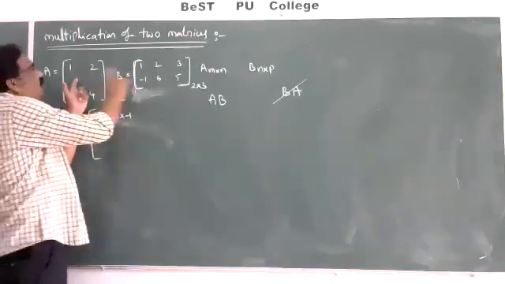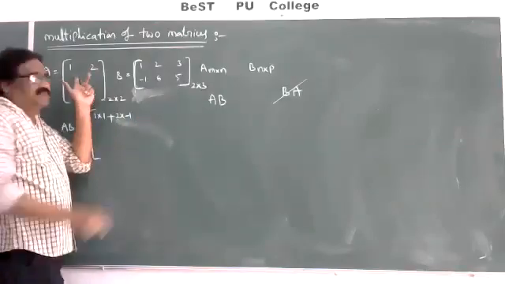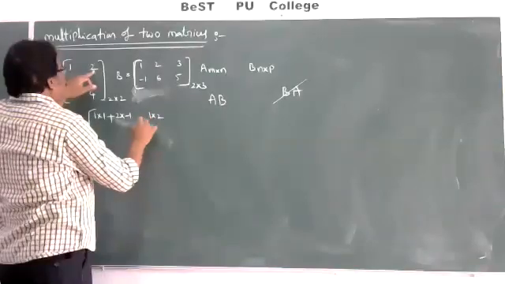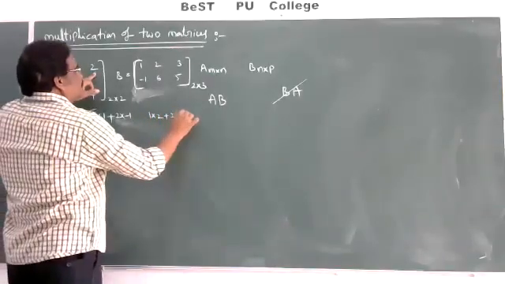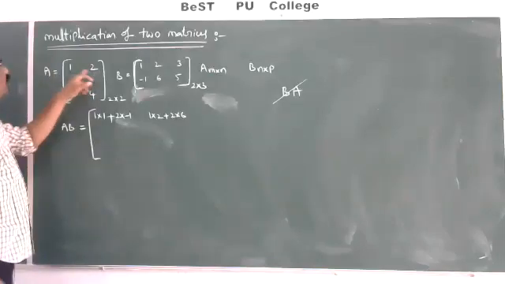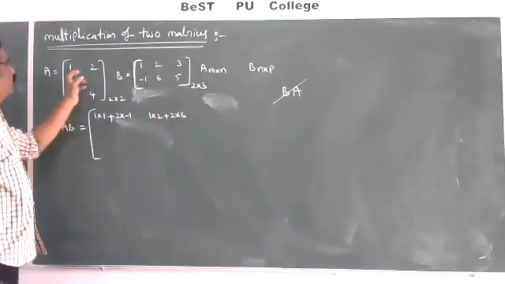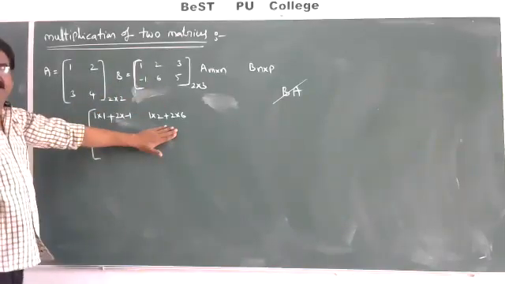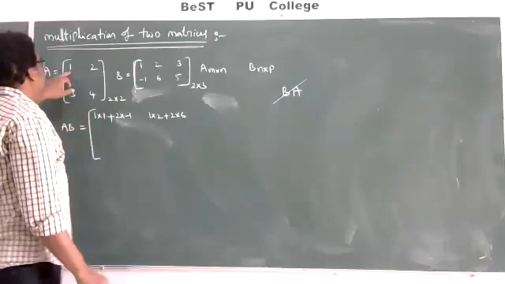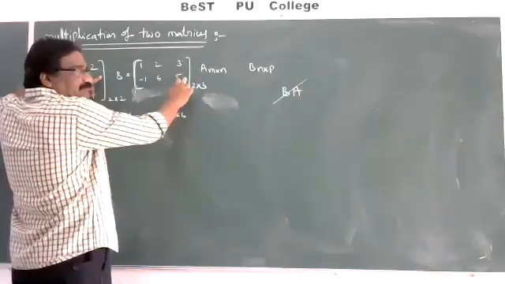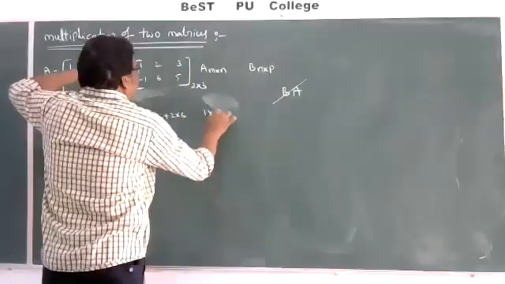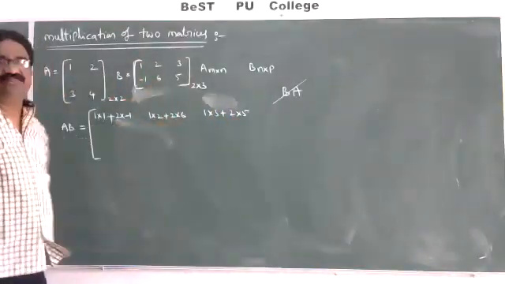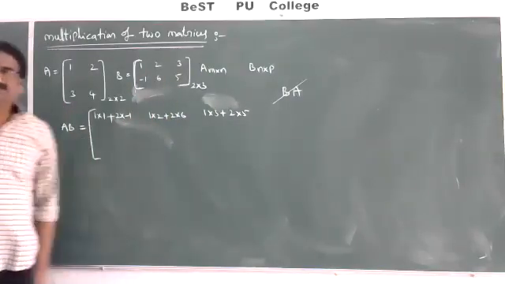Next, first row, second column. That is 1 into 2 plus 2 into 6. That is the second element in the first row. Next, first row, third column. That is 1 into 3 plus 2 into 5. Then you get the first row.